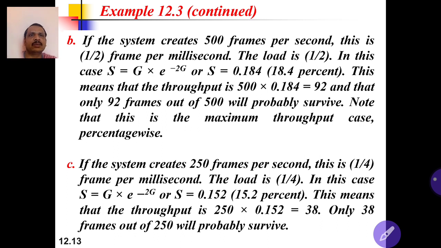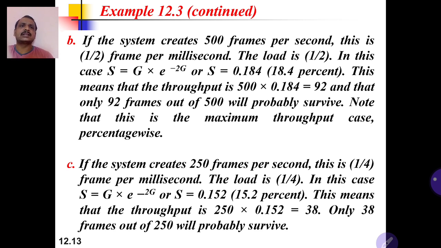In the second case, the system creates 500 frames per second. I think you're able to work out how many frames have to be produced in 1 millisecond. For 500 frames per second, for 1 millisecond, half of a frame has to be produced by the system. G is the load, which is nothing but half: half a frame produced by the system during the frame transmission period.